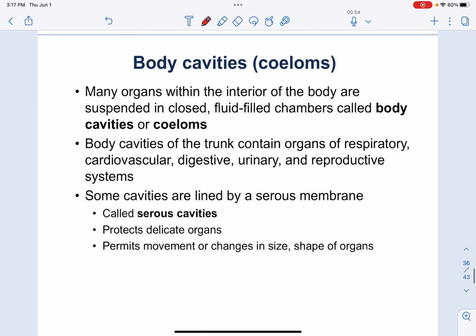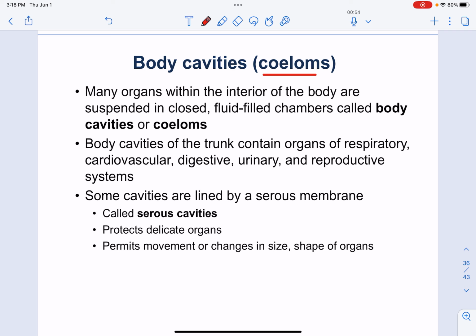The last topic that we are going to cover is body cavities, okay, or coelums. It's another term for body cavities. All right, this again will be the last topic for lecture 1.